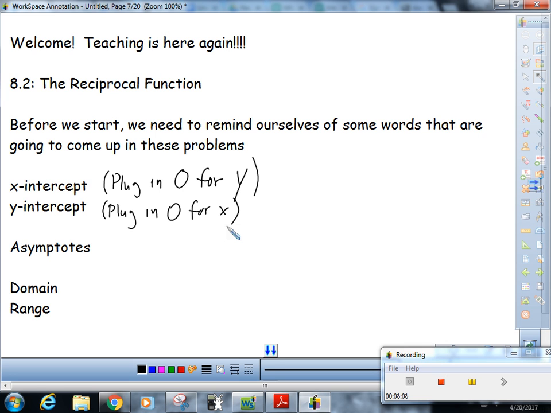Asymptotes. Asymptotes are these lines on a graph that don't exist, but they're boundaries. It's like our curve is almost going to get to the asymptote. So if you remember when we did exponential functions, you might have something like that, and this right here was our asymptote. It was never going to be 0, it was just going to get very close to it. Okay, that's what asymptote means.